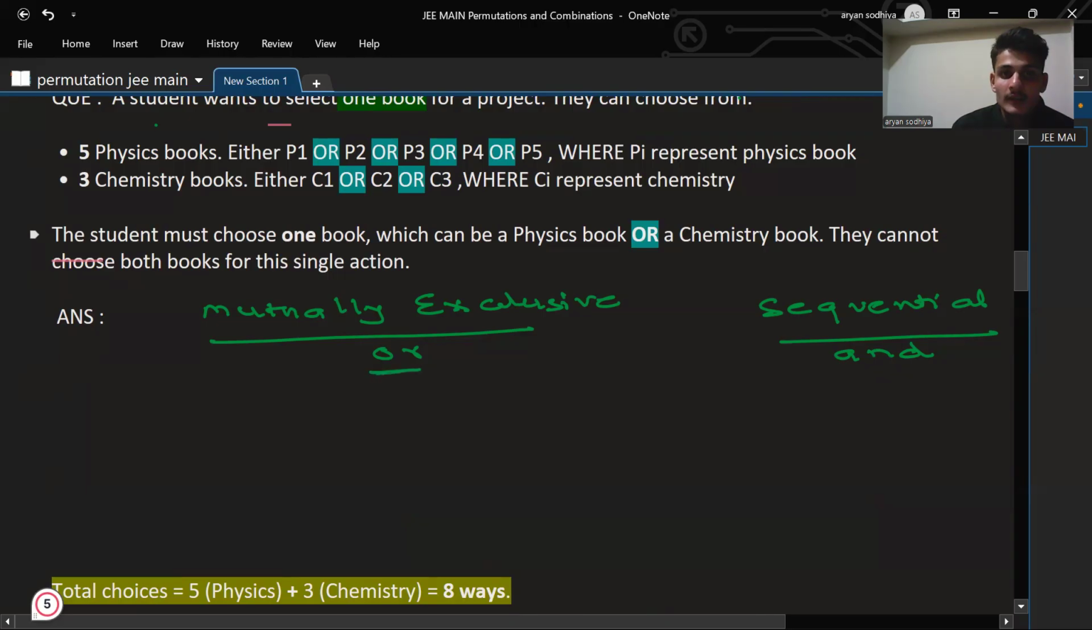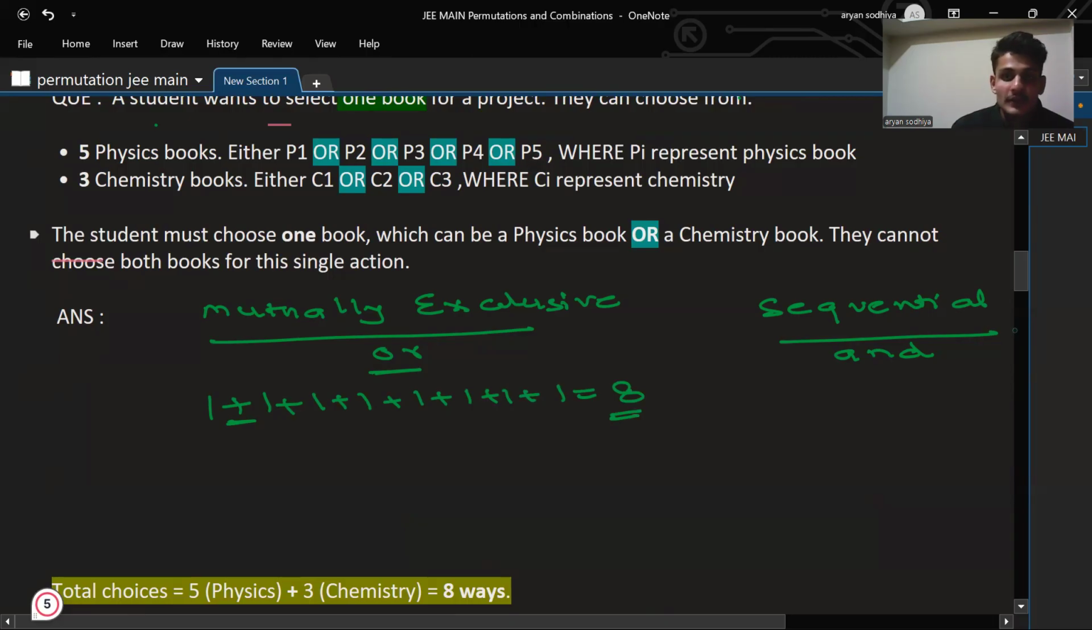ठीक है, so या तो P1 या तो P2, या तो P3, या तो P4, या तो P5, या तो C1, या तो C2, या तो C3. So here I will get the 8 ways.